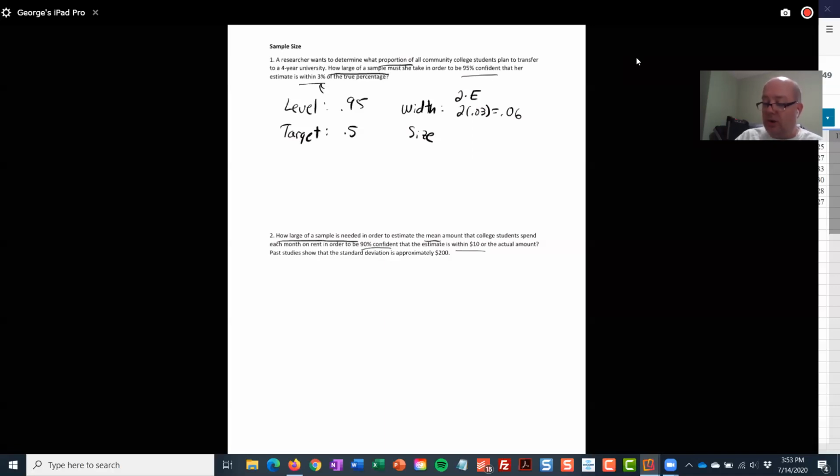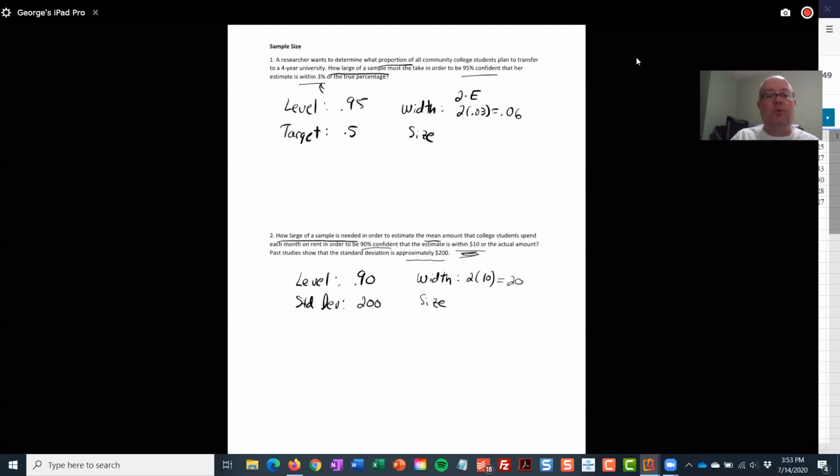Okay, what do we need to know here? Again, we need the level, which this time is 90% or 0.90. We need to have an estimate of the standard deviation. And here we're told that past studies show that that is approximately $200. We need the width, which again is 2 times the margin of error. And that means 2 times 10 because we want it to be within $10. 2 times 10 is 20. And we can use StatCrunch now to find the size of the sample.